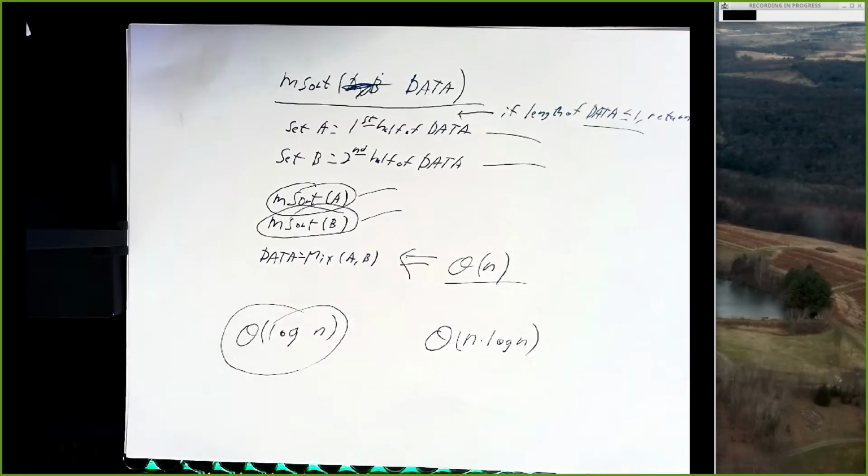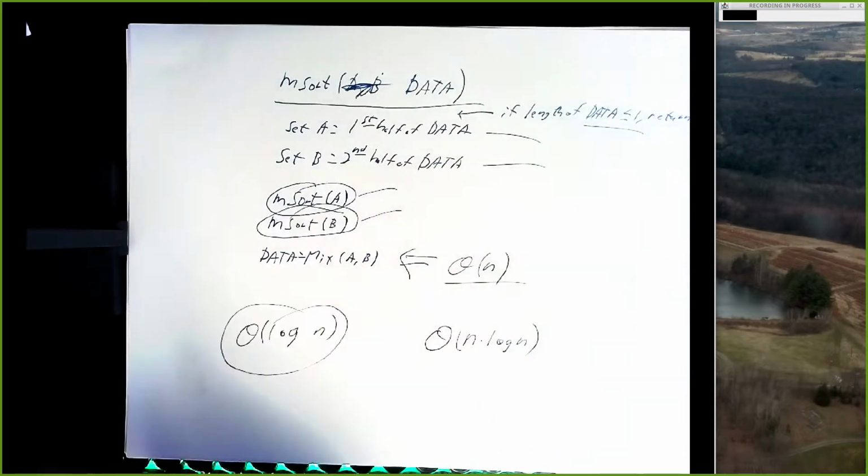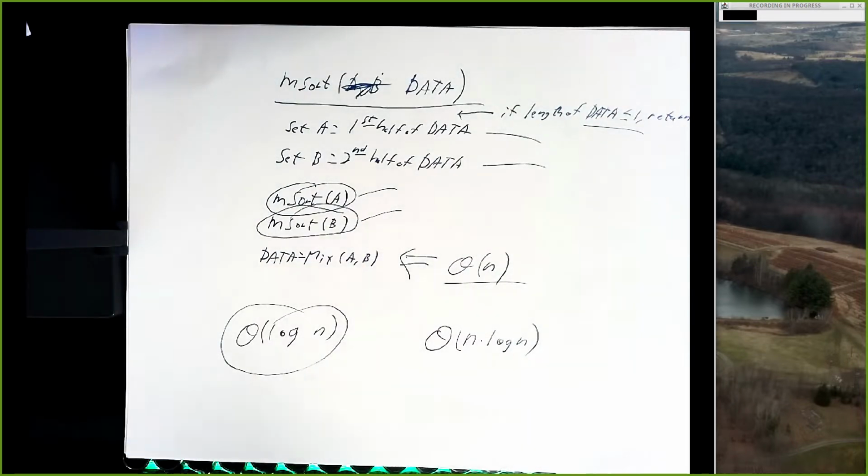That's an approximate calculation. You can do more work and make that a little more precise, but that's the spirit of it. The bulk of the work is in mixing things together, and you simply do that a number of times based on the log of the number of items in your original list.